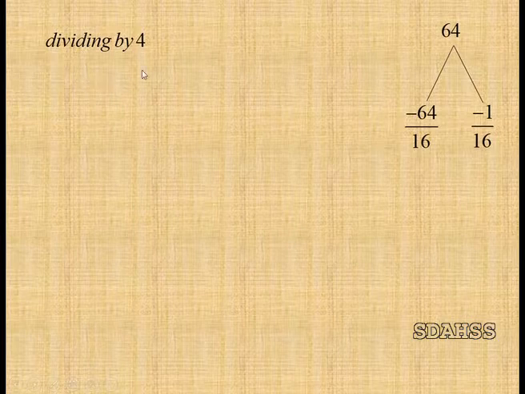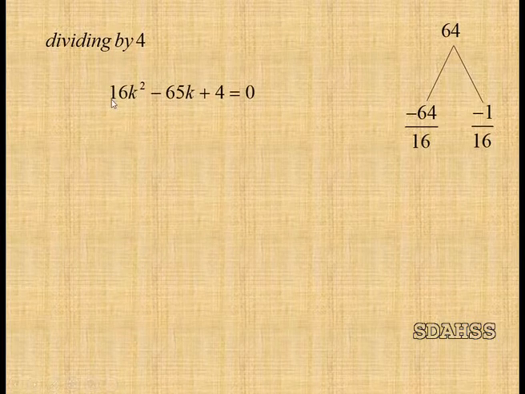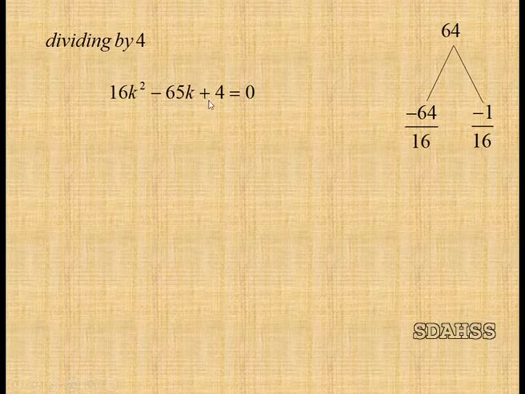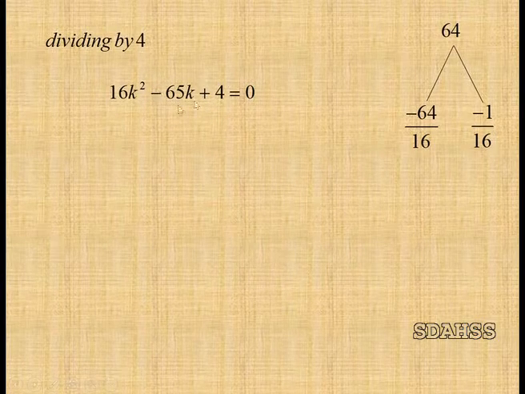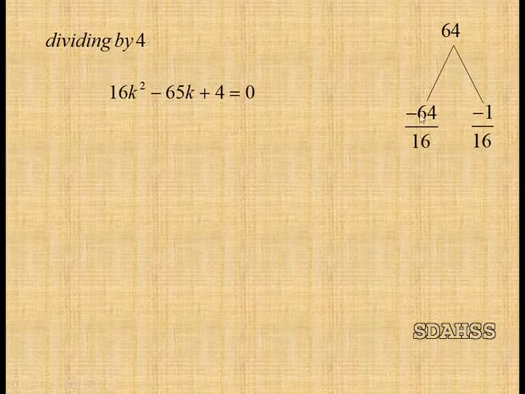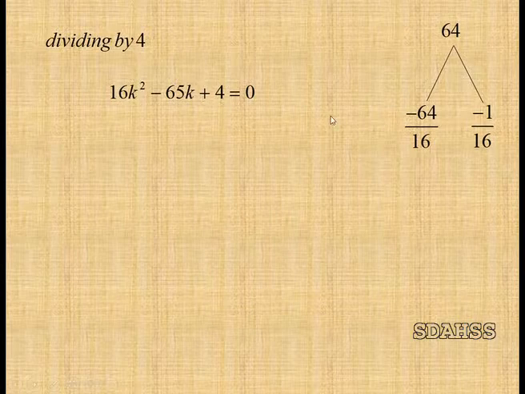Divide the whole equation by 4. So the equation becomes 16k² − 65k + 4 = 0. Factorize. Here the sum is −65 and the product is 64. So 64 can be written as −64 and −1. If you add, you will get −65. If you multiply, you will get plus 64.